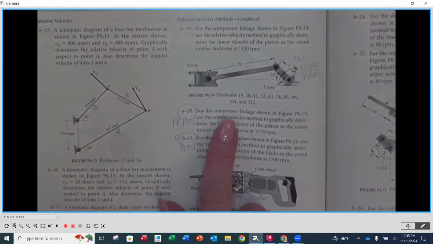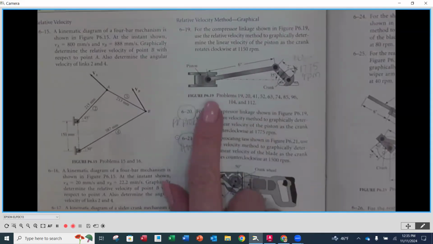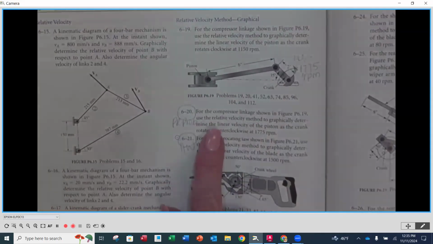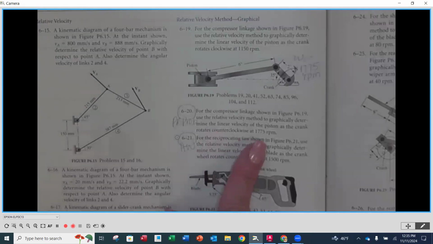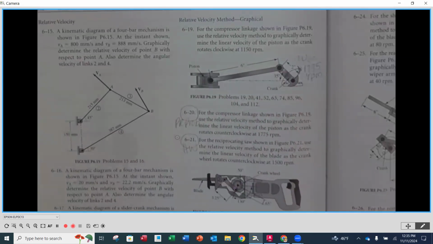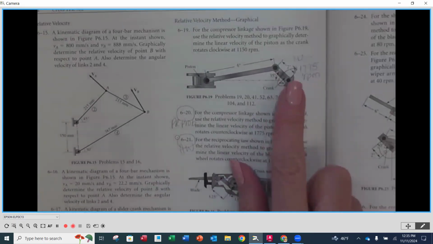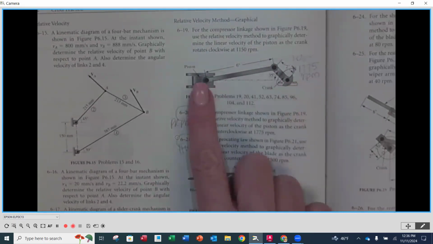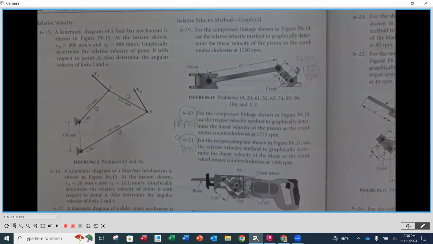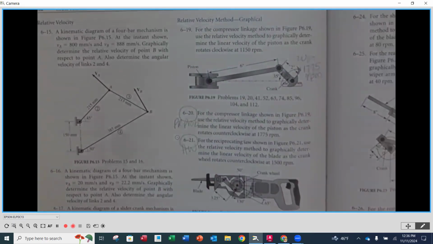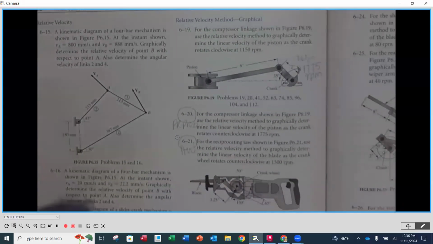So it says for the compressor linkage shown above, which is right here, figure 619, we want to use the relative velocity method to graphically determine the linear velocity of the piston as the crank rotates counterclockwise at 1775 RPMs. Okay, 1775 RPMs. So up here is that compressor linkage. Our crank would be right here, connecting rod, and then here's that piston. So go ahead and we're going to draw the kinematic diagram to scale for this arrangement.